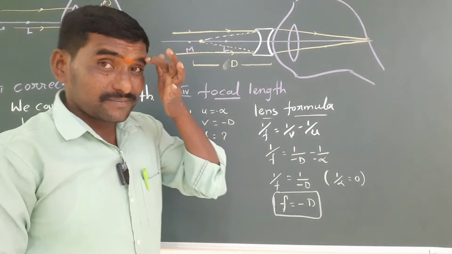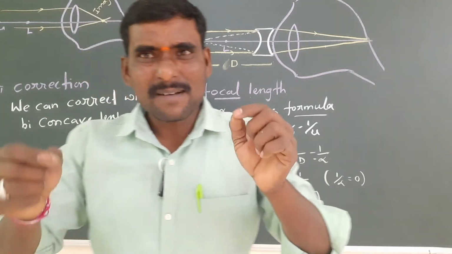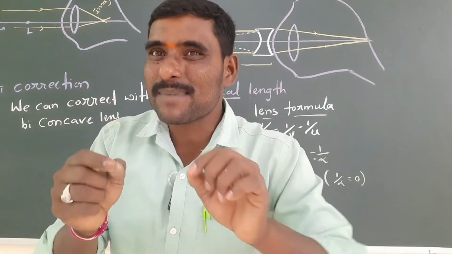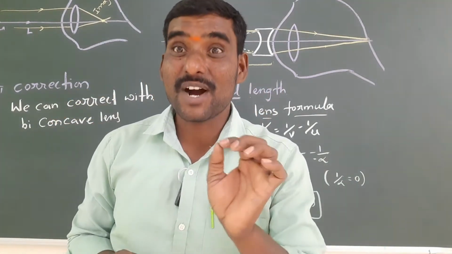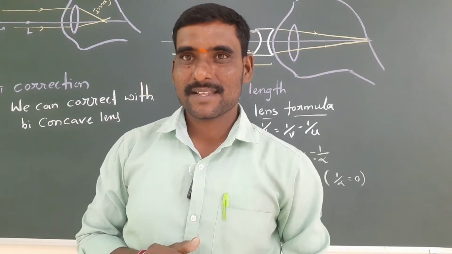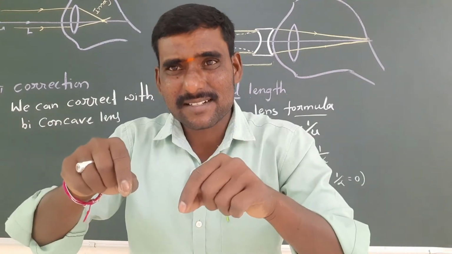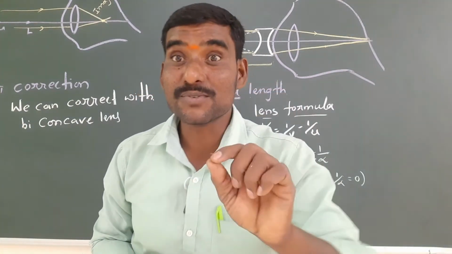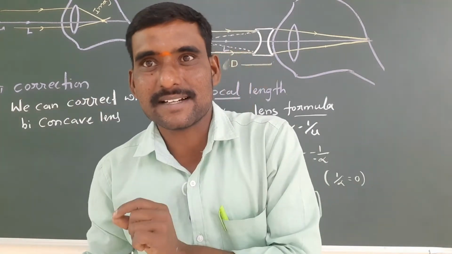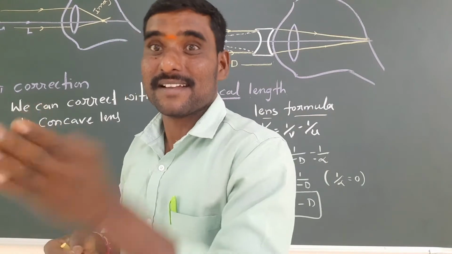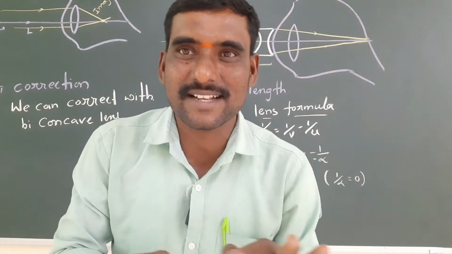Now look at this. For example, some myopia persons are there. In your class, maximum all members have myopia only. We call it short sight, negative sight. So for all members, can we use the same lens? No. We have to use different lenses for different persons. Even though all have myopia, we have to use different focal length lenses.